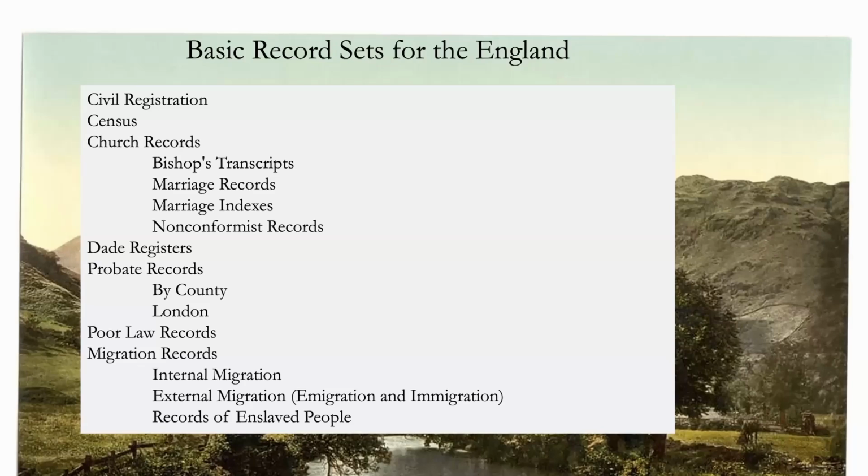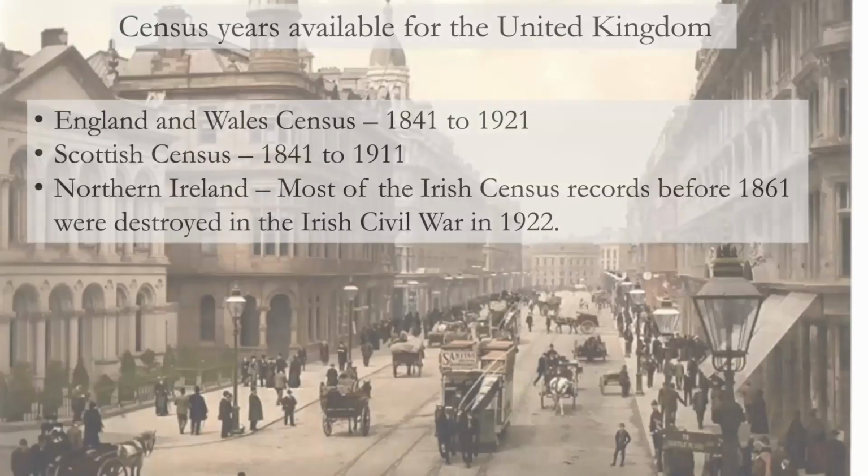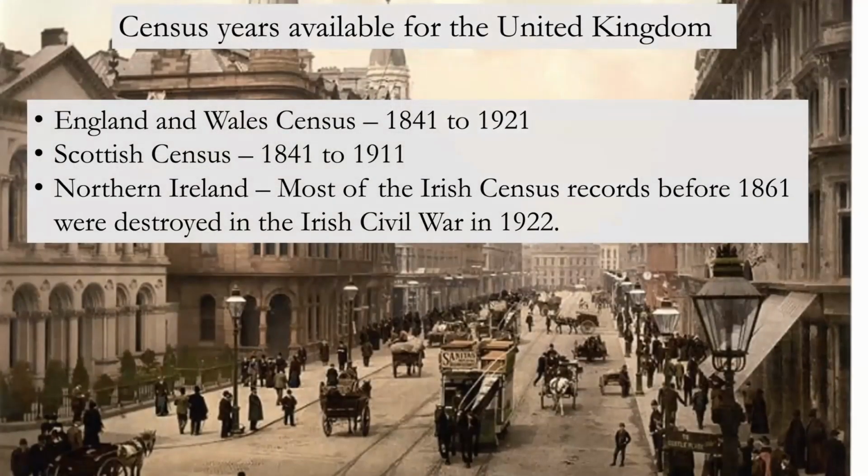Migration records, internal migration records, external migration, and records of enslaved people. So these are possible record categories that you'll find in the records themselves. Now it's important to understand the census years on all of these.